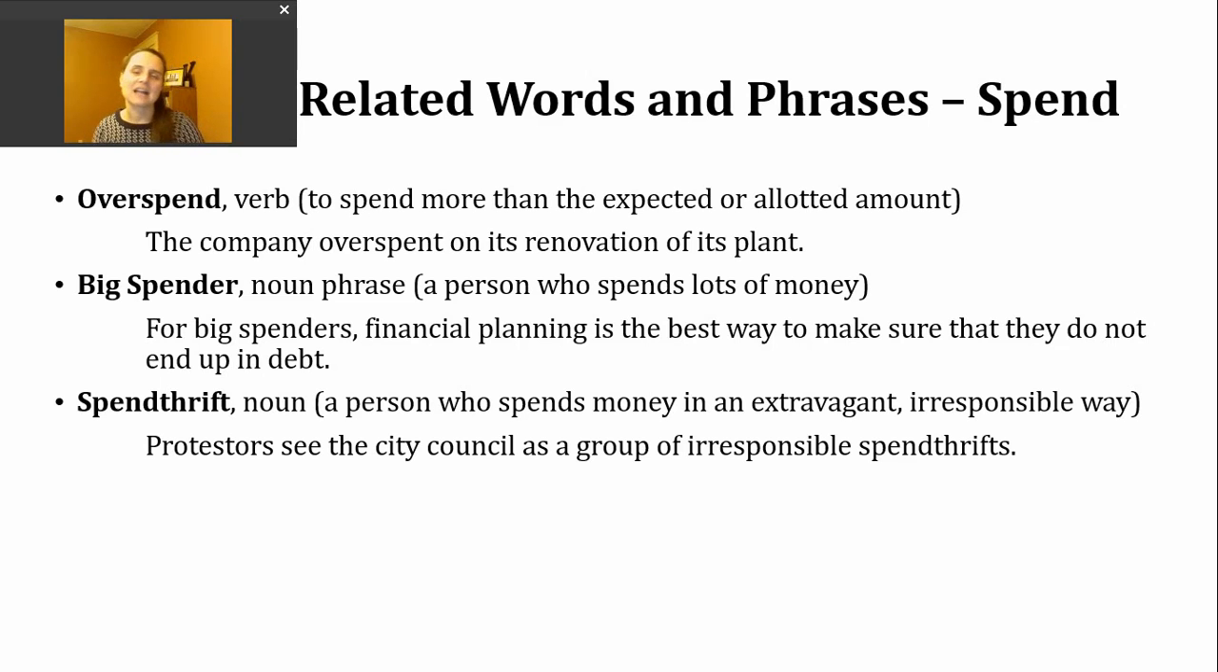So I saw this sentence in a news article describing how a particular city government was allocating money to certain projects or initiatives, and refusing to allocate it to other things that citizens thought were really important for their particular community.